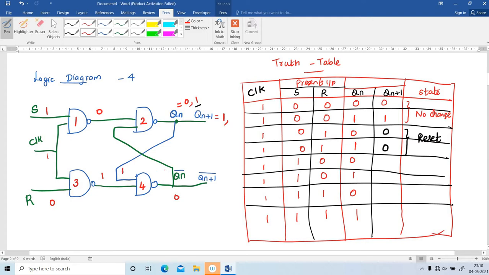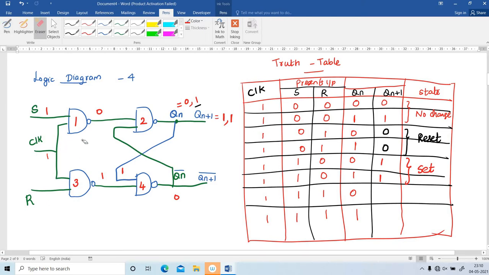So 1 into 1 also 0. 0 into 0 is 1. So 1 and 1. So what about the state here? The set. Set is equal to 1. Reset equal to 0. So what about the next state? Next state also set. And next we have to check for the last condition.